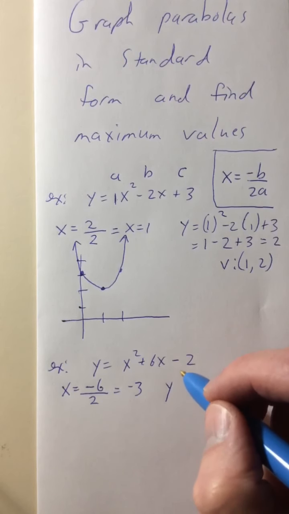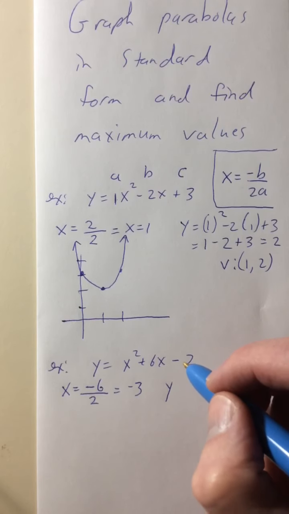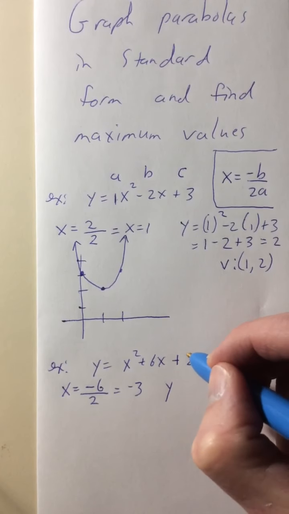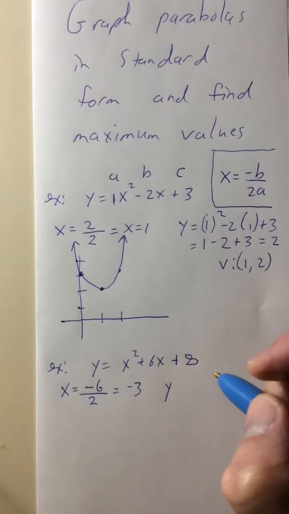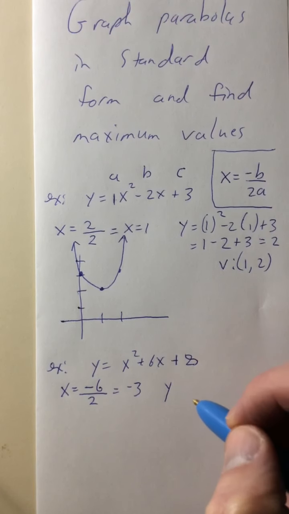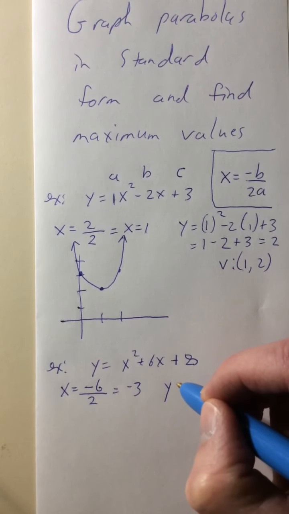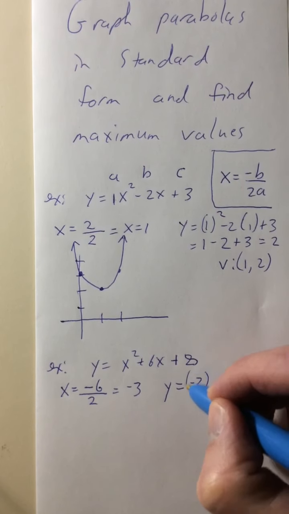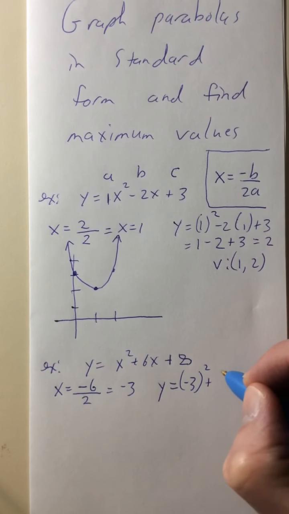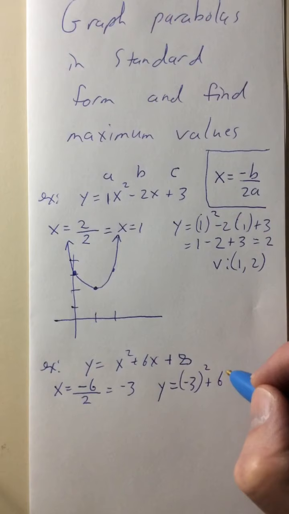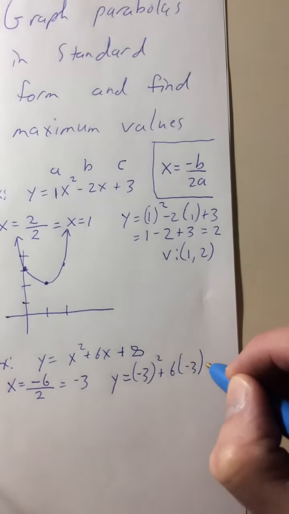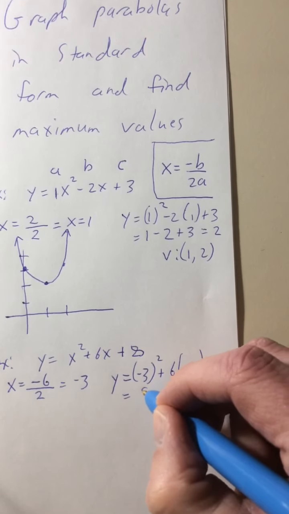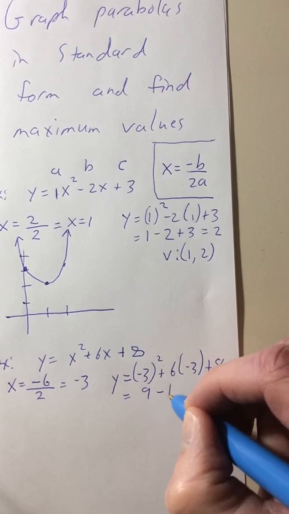Not feeling very happy about this. I'm going to actually change this to plus 8. There we go. It's going to make our lives definitely better. Plus 8. Okay, so we got y equals, and we're going to have negative 3 squared. So we got negative 3, put that in parentheses, square it, plus 6 times negative 3. Negative 3 goes right in there where the x is. And you can see in a moment why I changed this to 8. So negative 3 squared is positive 9. 6 times negative 3 is negative 18.